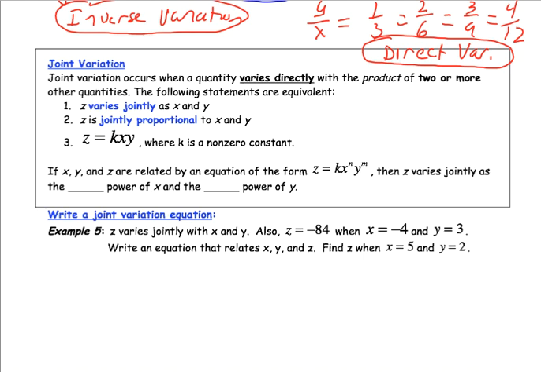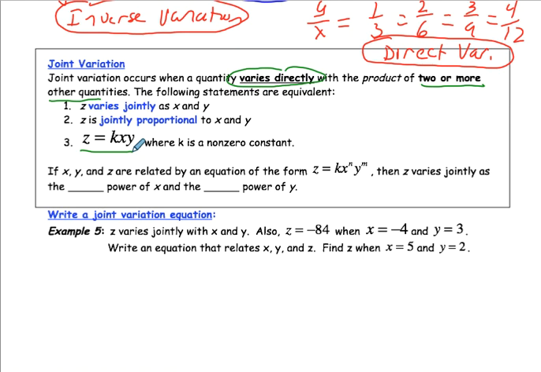Okay, so we can have statements such as, let's go back. Joint variation occurs when a quantity varies directly with the product of two or more other quantities. Okay, so I can say z varies jointly as x and y. Z is jointly proportional to x and y, or the statement z equals k times x times y. These are all equivalent statements. And we can also have things with powers.